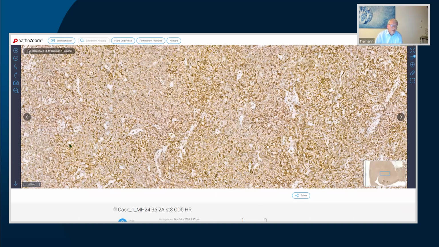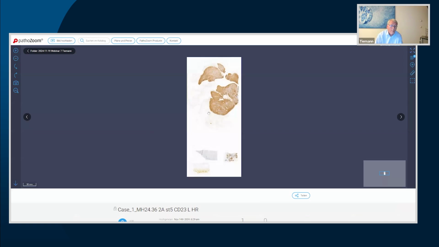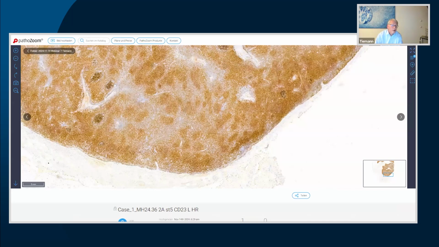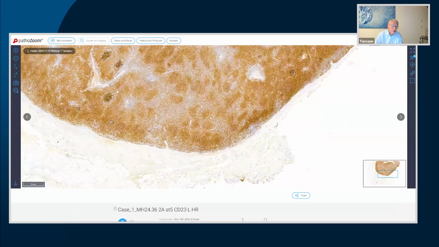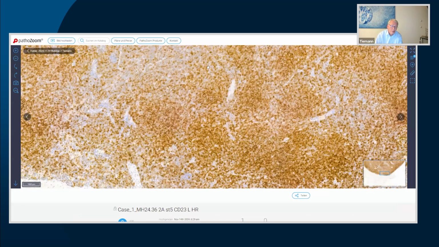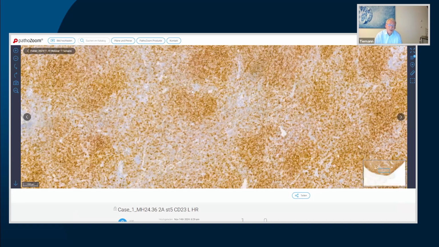And then I think CD23 should also be of interest. CD23. Here are some reminiscences of germinal centers, the networks of FDCs, but you see at least 60–70% of the B cells co-express CD23. So we have a co-expression of CD20, CD5, and CD23. Your first idea is CLL, of course, or small lymphocytic lymphoma. This seems to be clear.